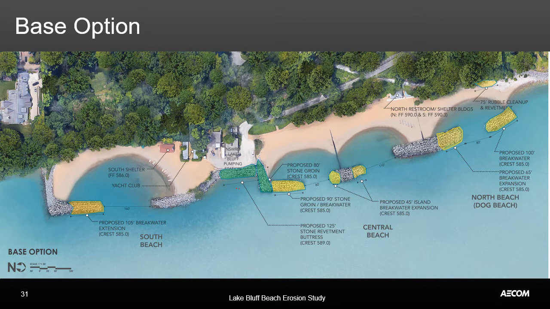The next area is the North Beach or the Dog Beach, which is this area. And this area would receive 65 feet of breakwater expansion on the south side of that cell and a 100-foot new breakwater on the existing steel structure on the north side. And that reduces the gap width to 80 feet between these structures.